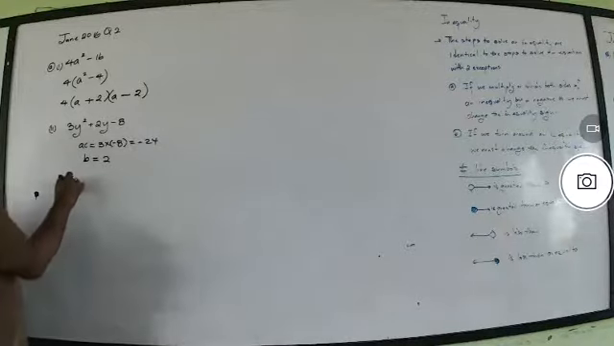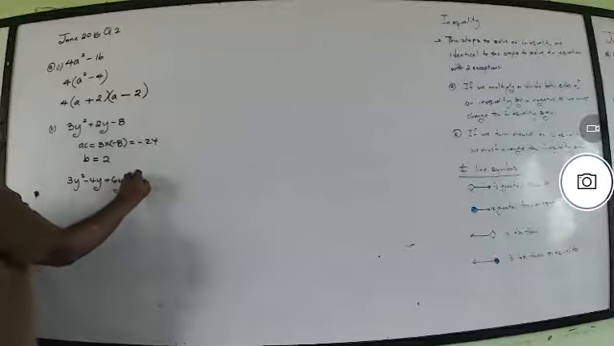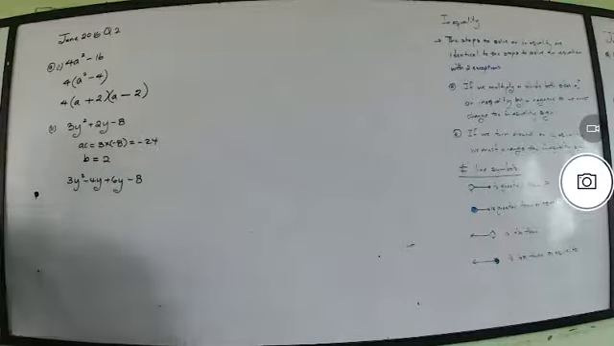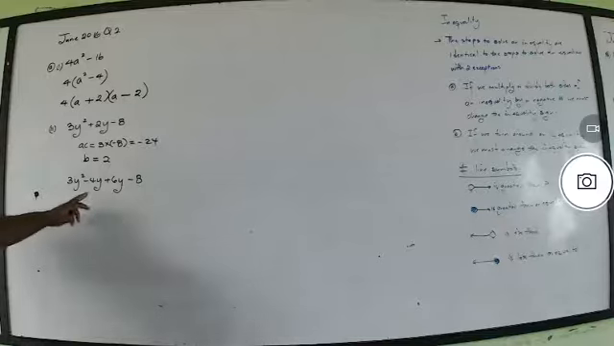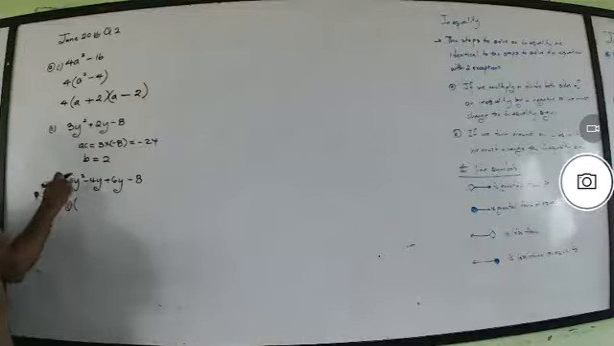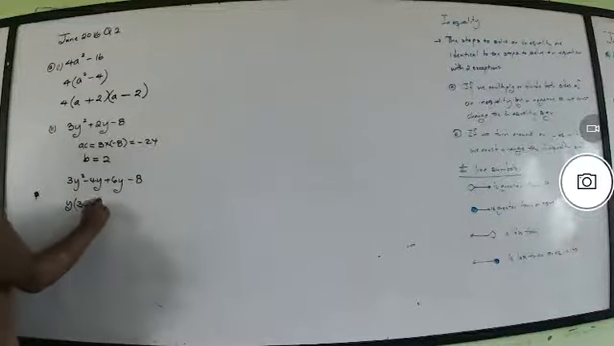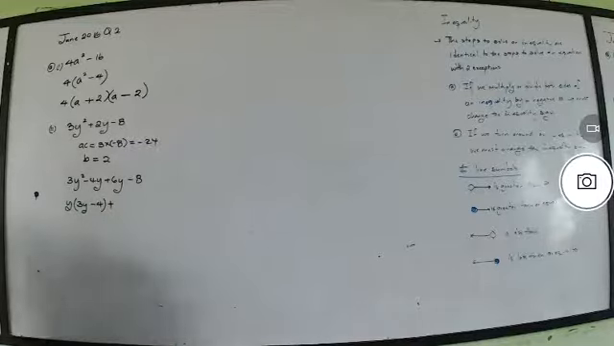This is 3y squared minus 4y plus 6y minus 8. What is common here and here? What is y into 3y squared? 3y. What is y into 4y? 4. What is the highest number that can go into 6 and 8? 2.